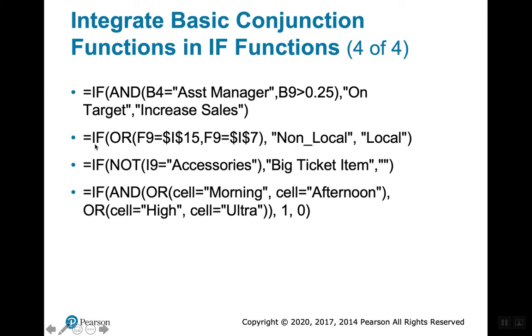If we look at our next example, an OR. An OR condition is: if F9, and as we've talked about, this is an absolute address, is equal to whatever the value is in that absolute address, or if F9 is equal to the value in this other absolute address, or we'll do non-local. If either of those conditions is met, we'll do this. Otherwise, it will return a false, and this is going to be our false indication.